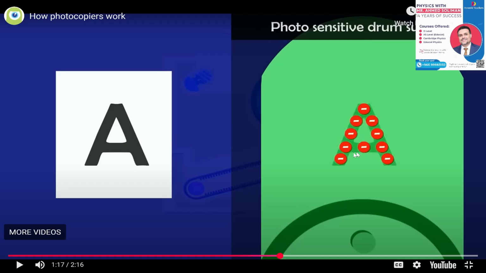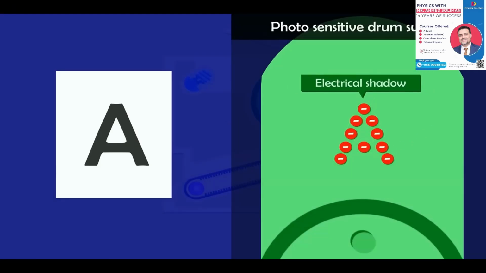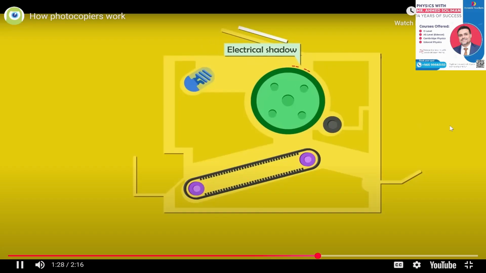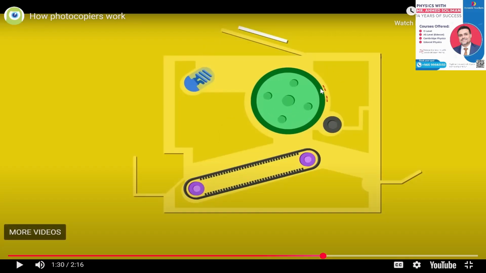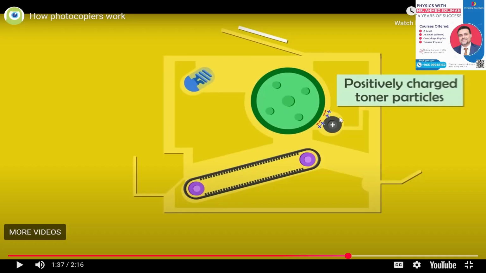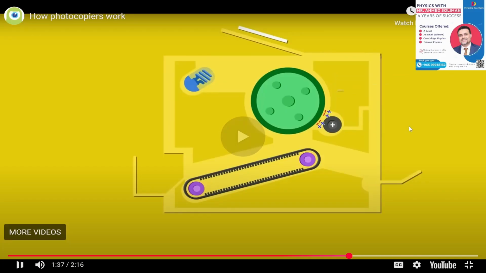Electrons cannot escape in the dark area. The area exposed to light remains negatively charged. Thus we get an electrical shadow of the page on the photosensitive drum. Further, as the photosensitive drum rotates, it carries this electrical shadow towards the toner. So now this is negative, okay, and this is the toner. Toner will be positive in this type of machine. The toner is positively charged, so the toner particle sticks to the electrical shadow, which is negatively charged. So now the negative will attract the toner, which is positive. Thus, an inked image of the document is formed on the drum.